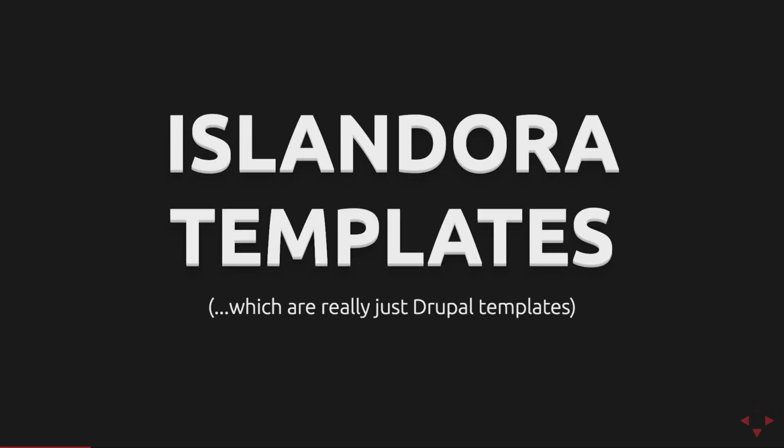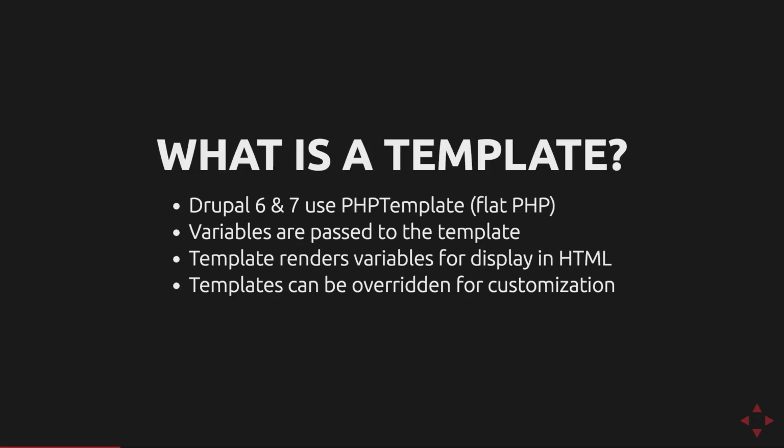So our first topic today is going to be Islandora Templates, which are really just Drupal templates. Nothing special about them, except for maybe the way that they display their data. So what is a template? Well, very simply, Drupal 6 and 7 use flat PHP to build their templates. Essentially, as Drupal runs, it passes variables to the template, and the template renders them for display in HTML. So it wraps them in all the divs and classes you need to display them.